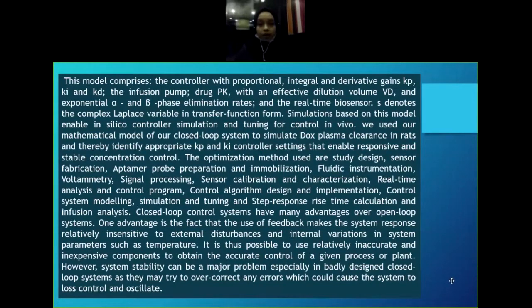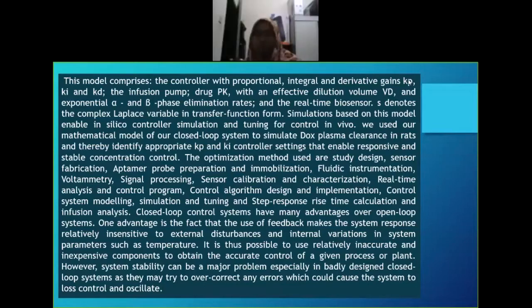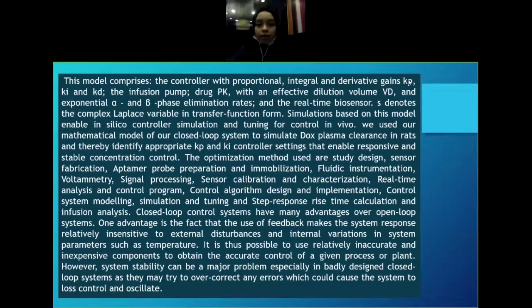This model comprises the controller with proportional, integral and derivative terms, Kp, Ki, and Kd; the infusion pump; the drug PK with an effective dilution volume Vd and exponential alpha and beta phase and rate; and the real-time biosensor. S denotes the complex Laplace variable in transfer function form. Simulation based on this model enabled in silico controller simulation and tuning for control in vivo.